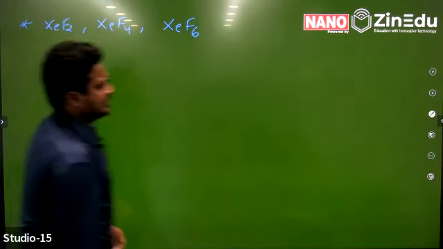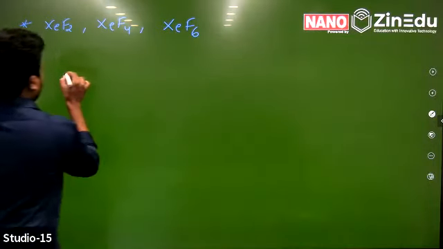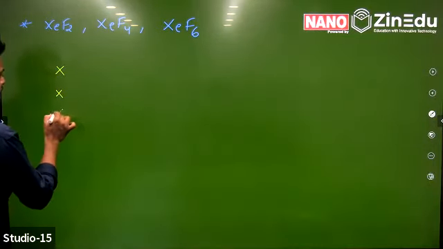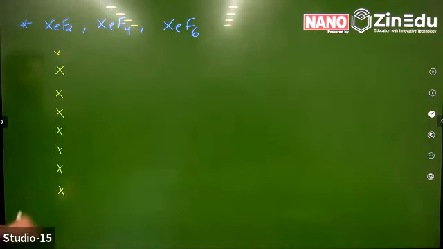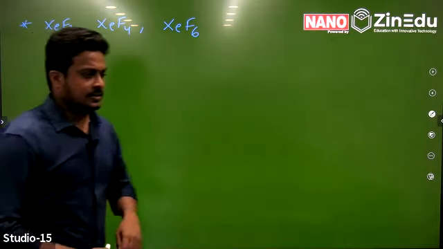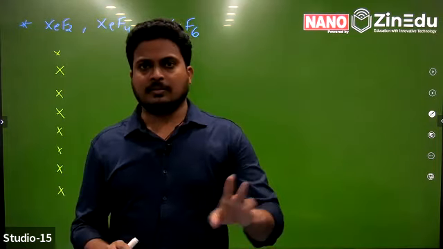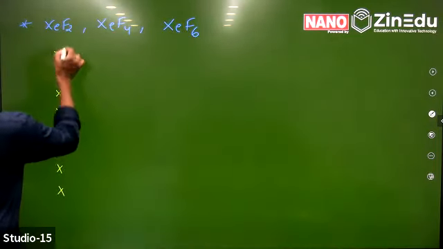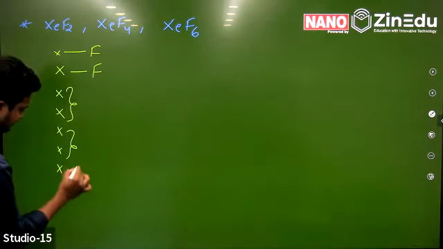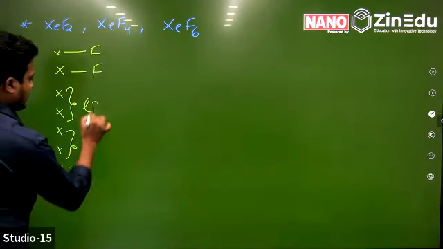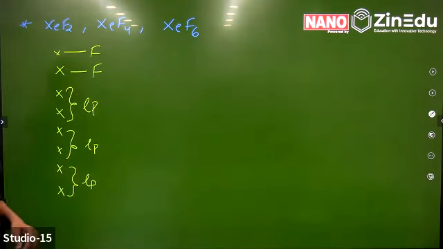Can I write the 8 electrons like this? 1, 2, 3, 4, 5, 6, 7 and this one 8. What about halogens? Halogens always form a single bond with other elements. So here we have only 2 fluorines. What about the remaining? Lone pairs. How many lone pairs are there? 3.